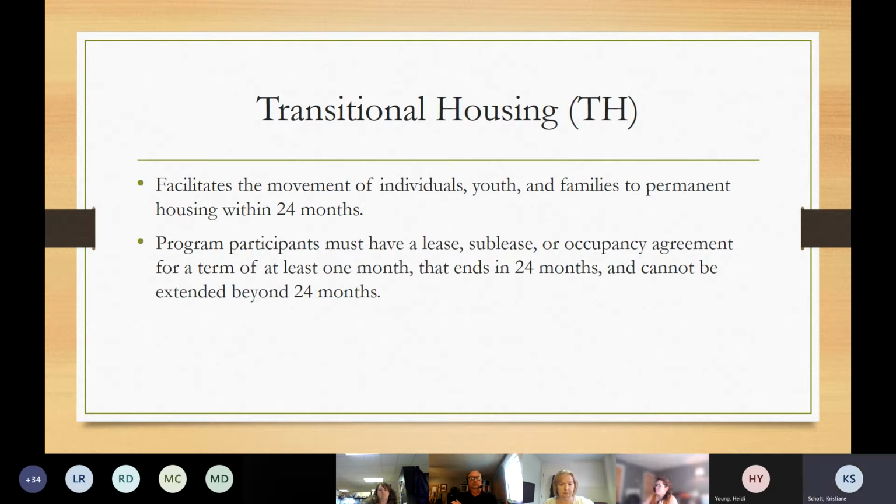Currently, the Balance of State Continuum of Care does not have any transitional housing projects because HUD is focused on permanent housing as a solution to end homelessness. Currently, HUD does not consider transitional housing to be permanent housing. Therefore, anyone who is in a transitional housing project, because they're in that project, would not be eligible for permanent housing under the Continuum of Care rule.